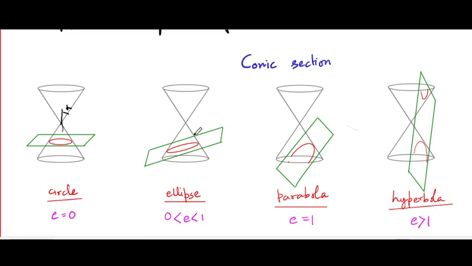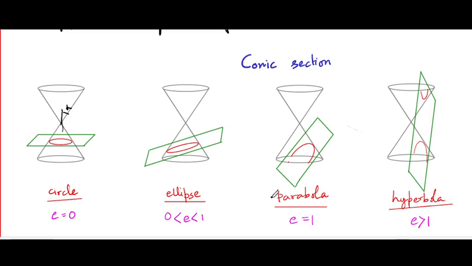e happens to be exactly equal to 1 when this slicing plane happens to be parallel to the generator line, any one of the infinitely many generator lines. If that happens, then the curve that is traced out is not a closed curve. It's a curve which goes off to infinity, but just marginally so. And that curve is what we all know as the parabola. This is the e equal to 1 case.